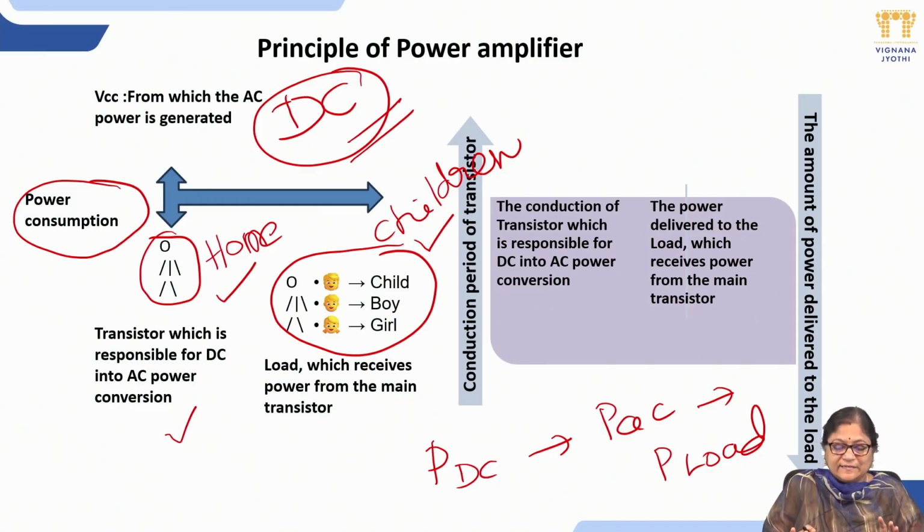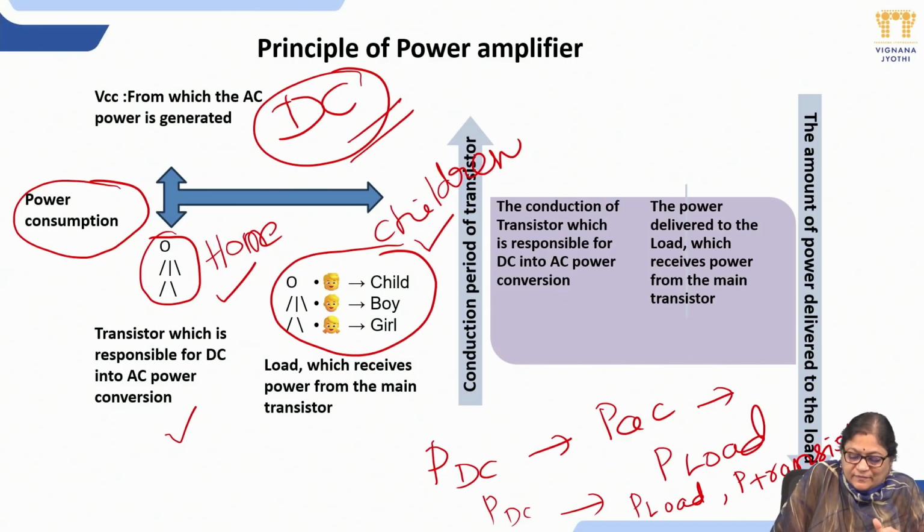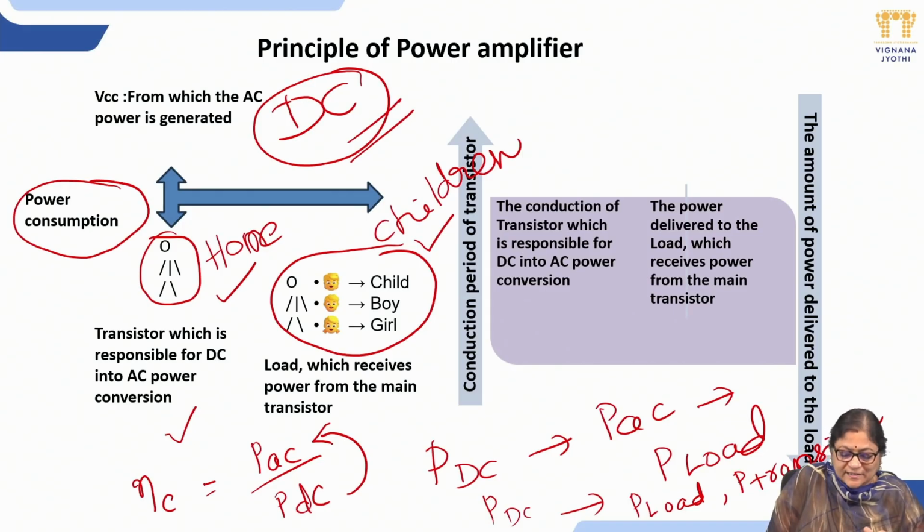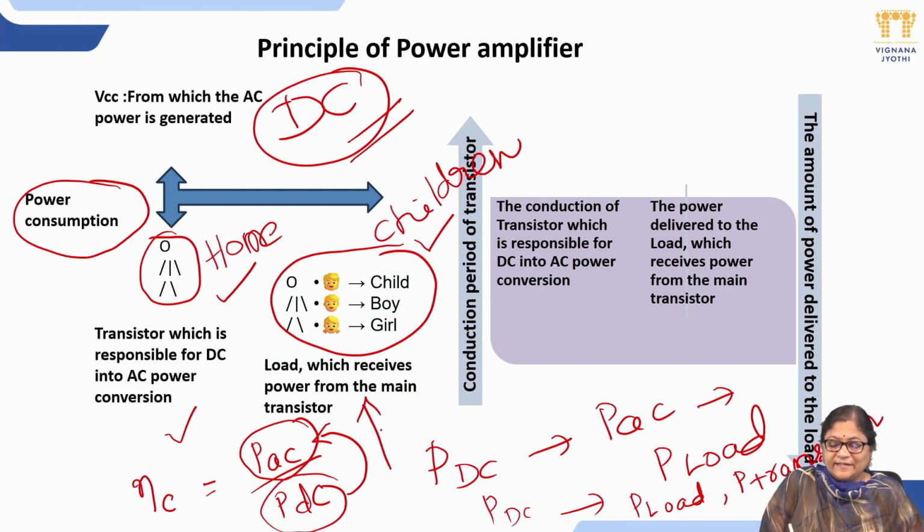So the principle is that of the total DC power, the maximum should be delivered to the load and the power consumed by the transistor should be less. If we work this out, the efficiency is going to be increased. The efficiency of the power transistors is defined as how much of a given DC power is delivered as AC power, that is, to the load. If PAC is more for a given PDC, then the efficiency is going to be increased. That is indicated in this diagram.